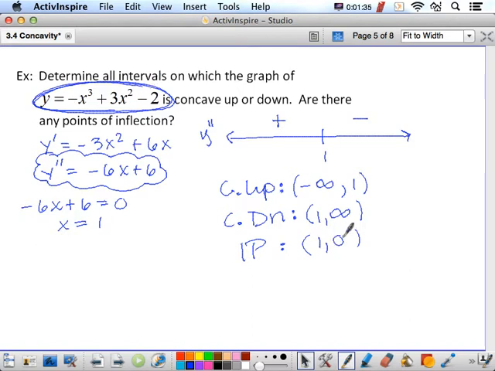And you could just graph that and take a look at the original and make sure that that looks right. Probably we could just graph it right now, if we think about it. If we have a point at 1, 0, and we know it's a cubic, and it's a negative cubic, does it look like that? Concave up? Concave down? Yes. Concave up.